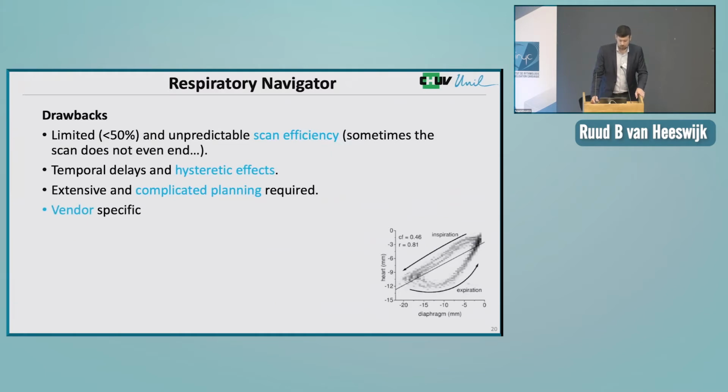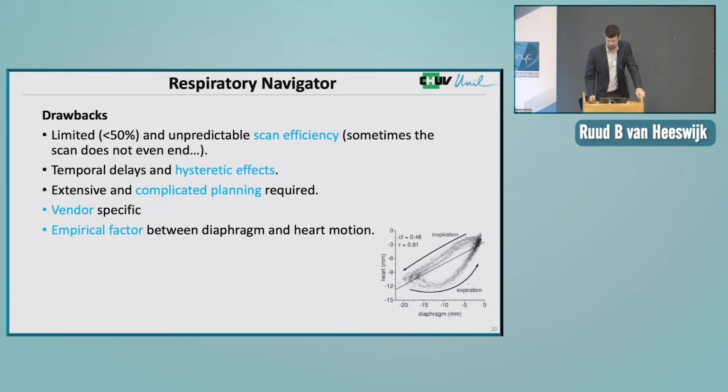Each vendor has their own solution for this as well. And most famously, there is an empirical factor of motion between the diaphragm and the heart. So basically, there was a paper a while ago that over a large group said the relationship between the diaphragm and the heart movement is 60%. If the diaphragm moves, then the heart moves by 60% of this. And everybody took this value for granted, basically, and it has been used ever since. And of course, patient bulk motion is still not accounted for.